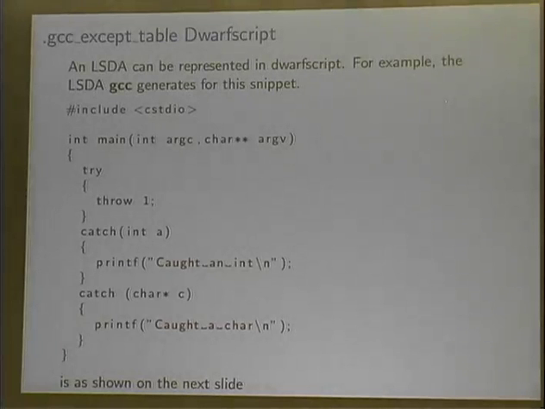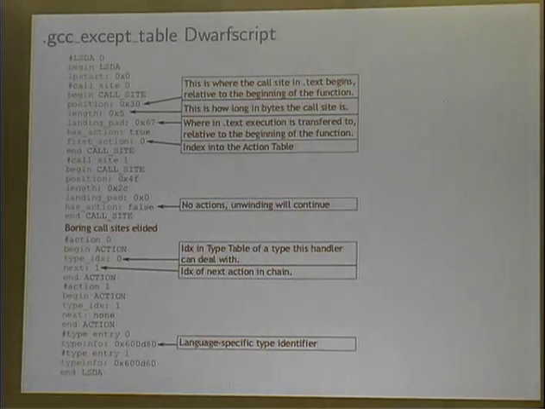So we've got a very simple program here. We have a try, we always throw, and we've got a couple catch blocks. So in DWARFScript, this would look like this. I don't expect you all to absorb every detail of this at the moment. If you want a closer look at it, ask me later. But each call site has a position where it begins in the text relative to the beginning of the function, and how many bytes are part of the call site, essentially how many bytes are part of the try block. And then an index into the action table. The action table is a linked list, and type identifiers in the type table.